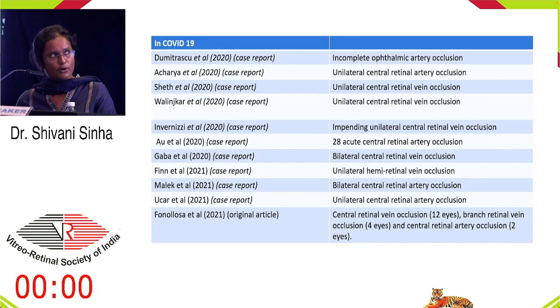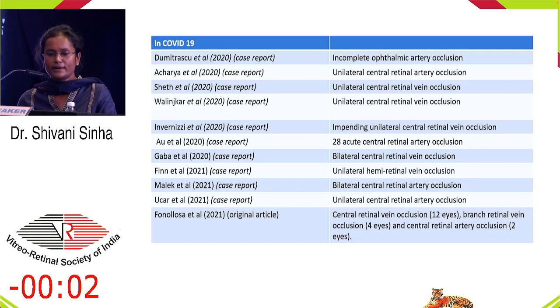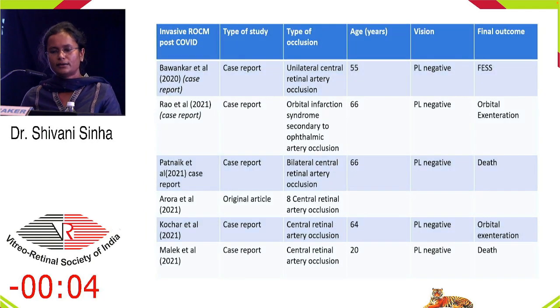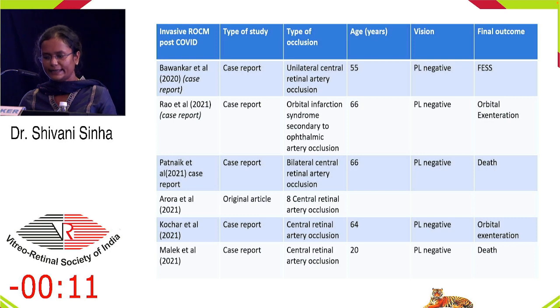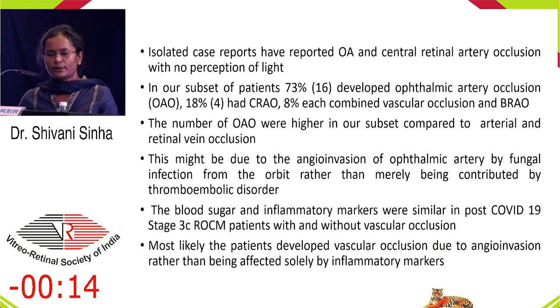Various case reports have already highlighted the occlusions in COVID-19 per se. And various occlusions have also been highlighted in patients with invasive ROCM in post-COVID-19 patients. So in our subset of patients, approximately 73% had developed ophthalmic artery occlusion, which is higher when compared to other subsets of patients which have been reported. And the possible etiology is perhaps the angioinvasion of the ophthalmic artery by the fungal infection, rather than inflammatory markers alone to be blamed.